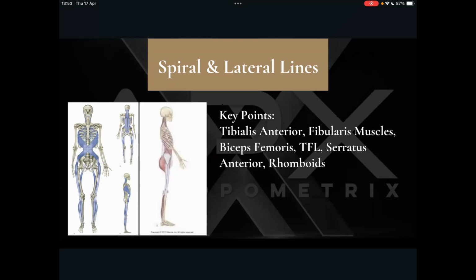Fibularis longus is actually one muscle which, if I could only work on one area of the body on someone, it probably would be that muscle. That's how important that one is. Your fibularis is just the outside of your shins. Biceps femoris, which is your lateral hamstring.